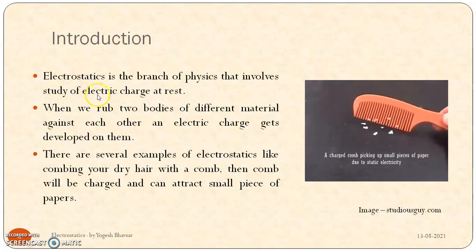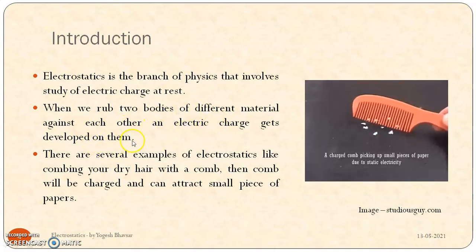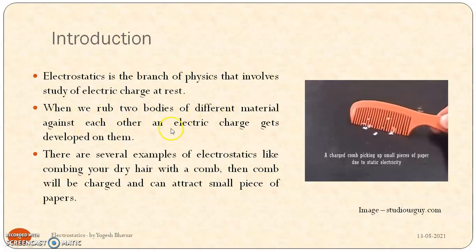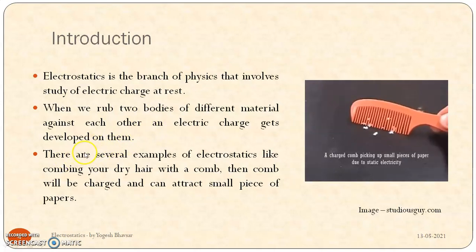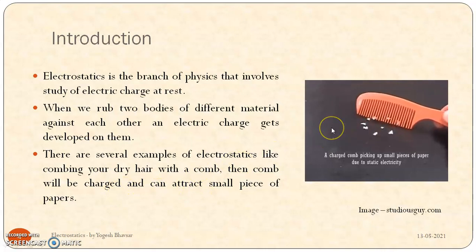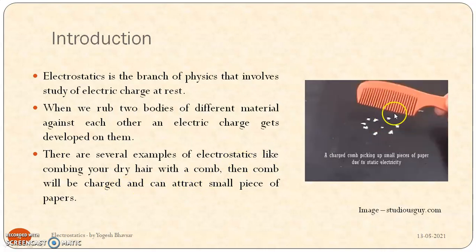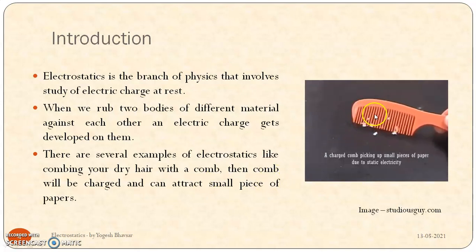When we rub two bodies of different material against each other, an electric charge gets developed on them. There are several examples of this, like combing dry hair with a comb. Then the comb will be charged and it can attract small pieces of paper. Here we can see in this GIF image: the comb is combing dry hair, and when you bring it near small pieces of paper, they get attracted. So this is a simple example of the electrostatic field.